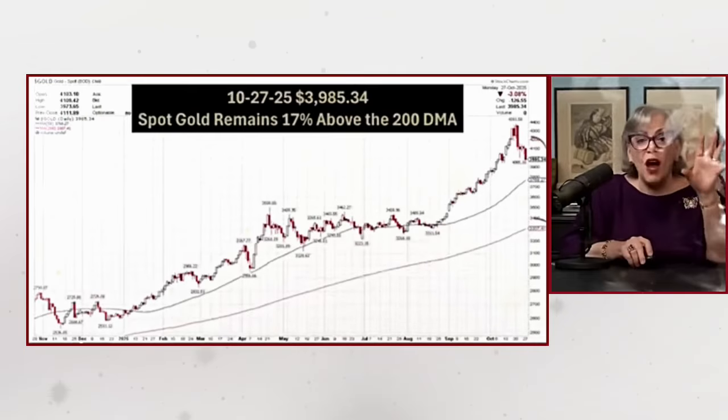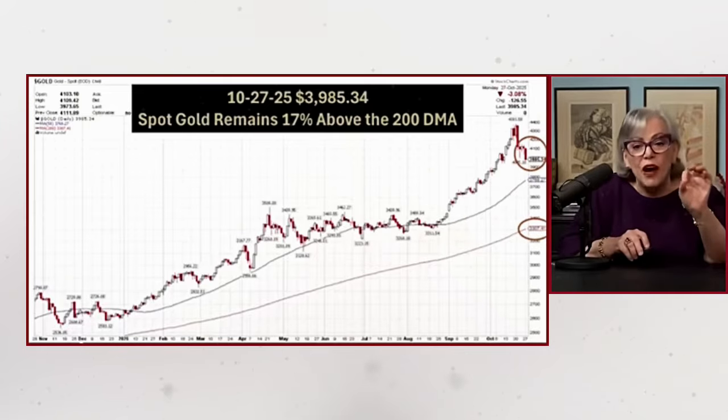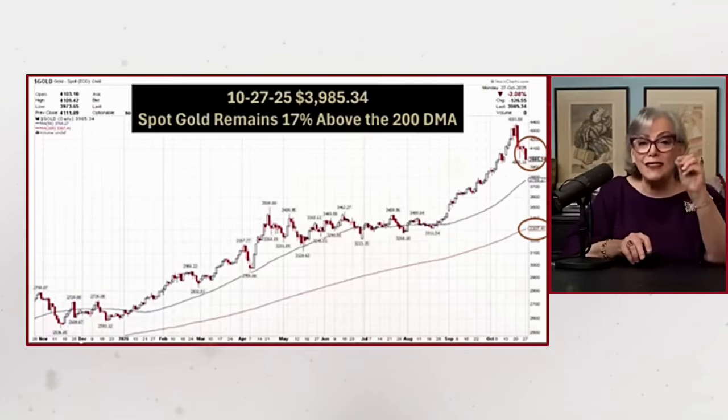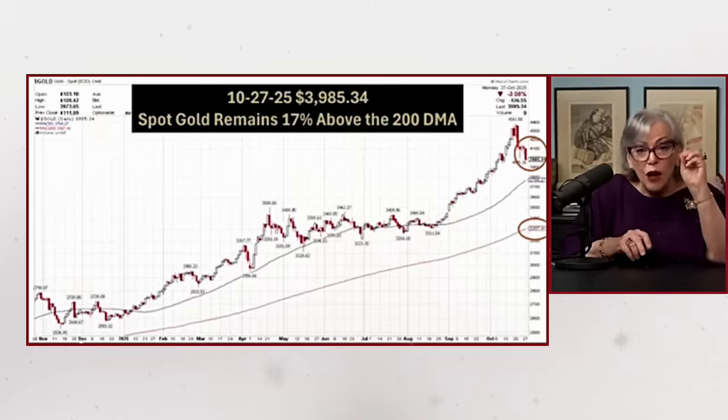So here's the spot gold chart, and it is still 17% above that 200-day moving average. But like spot silver, the price is currently above both the 200-day moving average and the 50-day moving average.